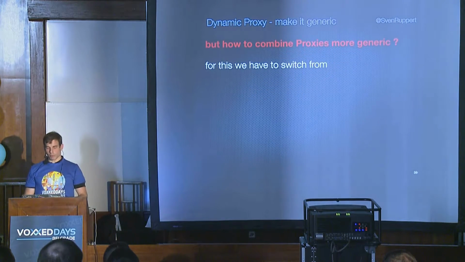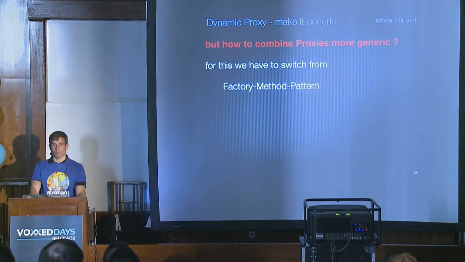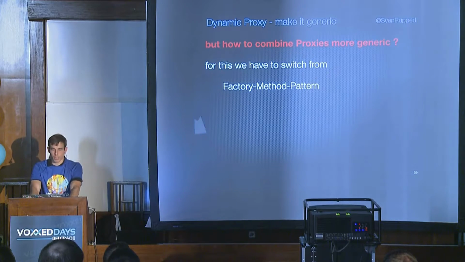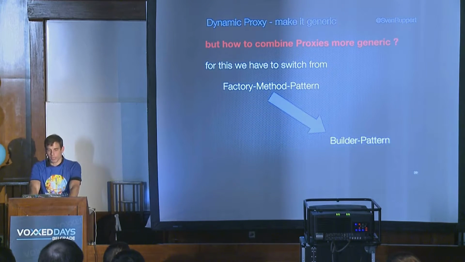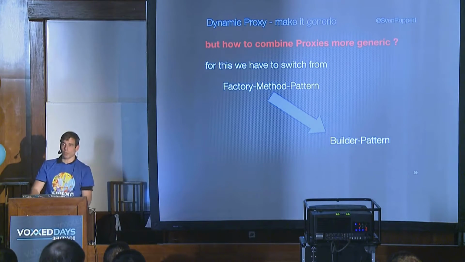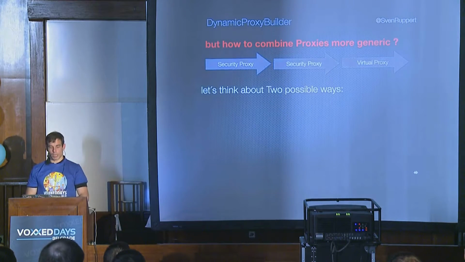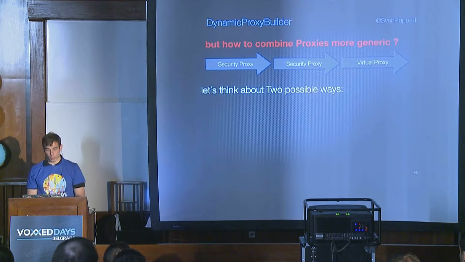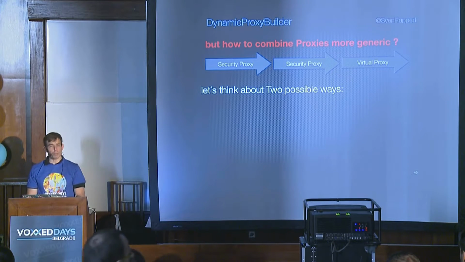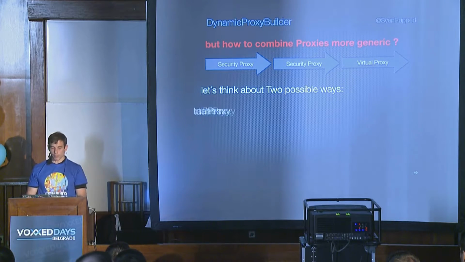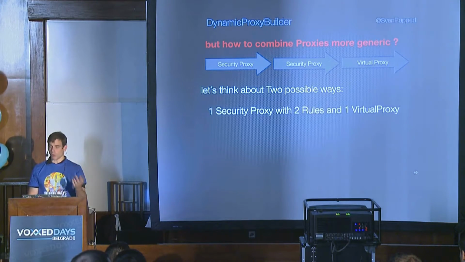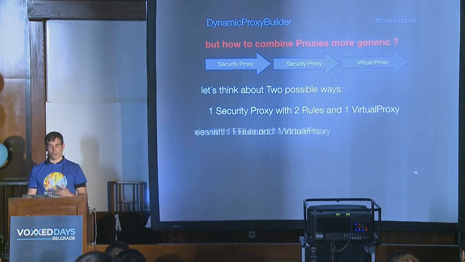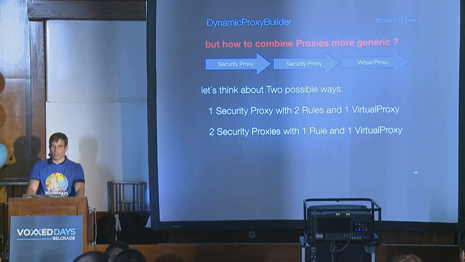And from this, we have to switch from a factory method that is static, and we need everything, to a more fine-grained stuff, and this is a builder pattern. If you want to have a builder pattern, you can combine different options. This means if I want to have a security proxy inside a security proxy, and then last version would be a virtual proxy, you have two different ways of doing it. The first one would be one security proxy with all rules and one virtual proxy, and the other one could be two security proxy, everyone with one rule, and then one virtual proxy.